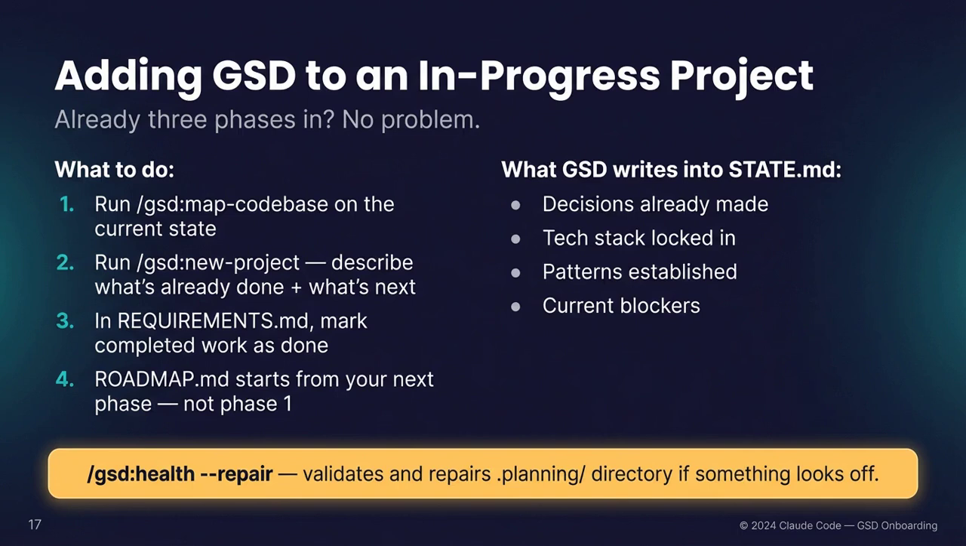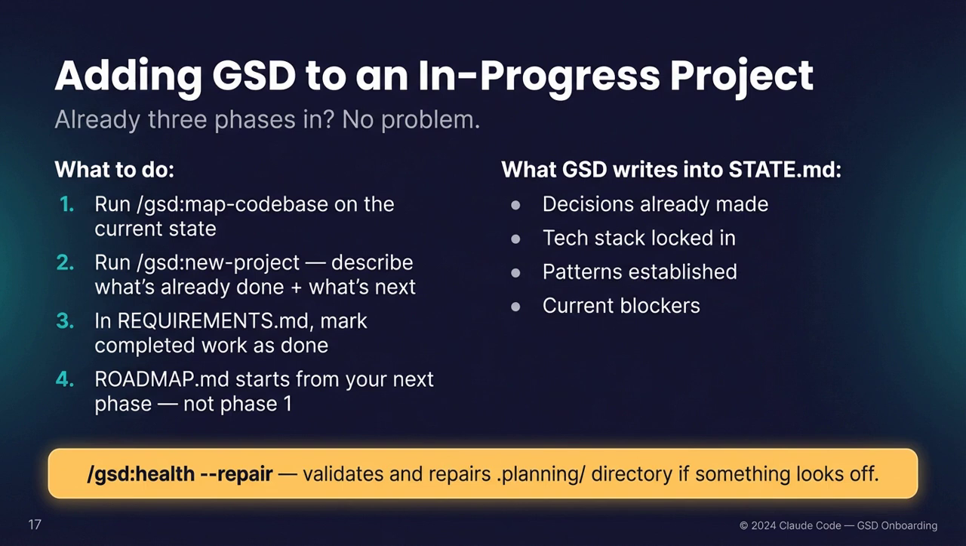You don't need to be at day zero. If you're already 3 phases into a project, map codebase captures what exists, then new project lets you describe what's done and what's next. GSD creates a roadmap starting from your current position. It writes your existing decisions into state.md so nothing that's already settled gets requestioned. If your planning directory ever looks inconsistent, wrong phase numbers, missing files, run /GSD health with the repair flag and it fixes itself.